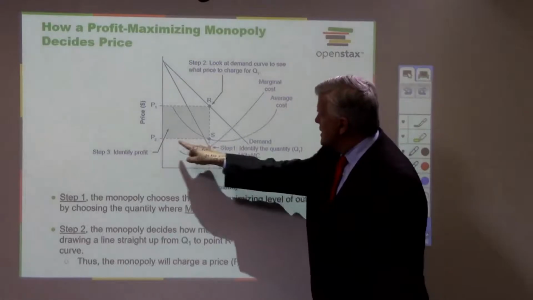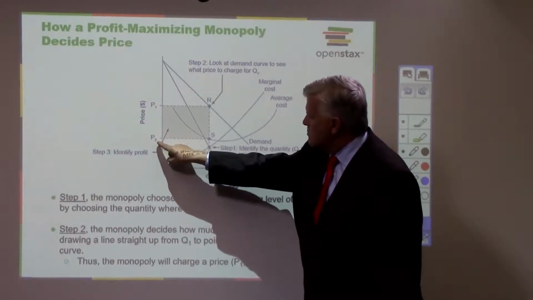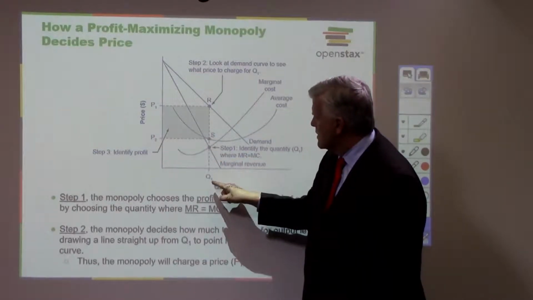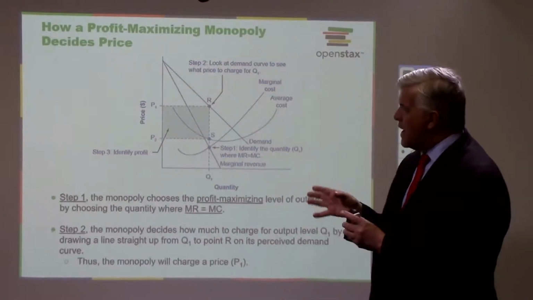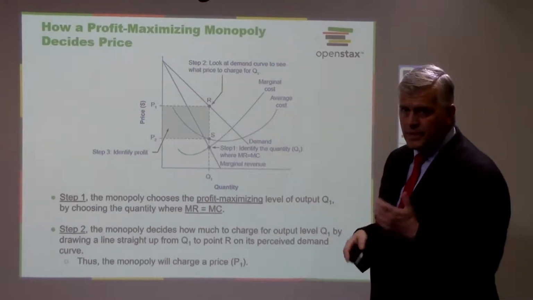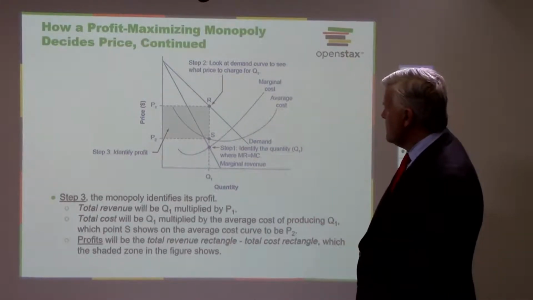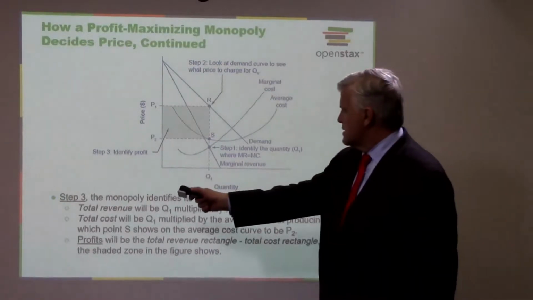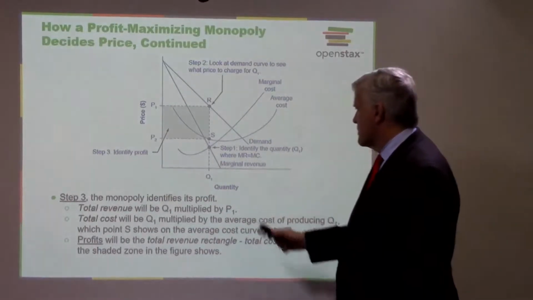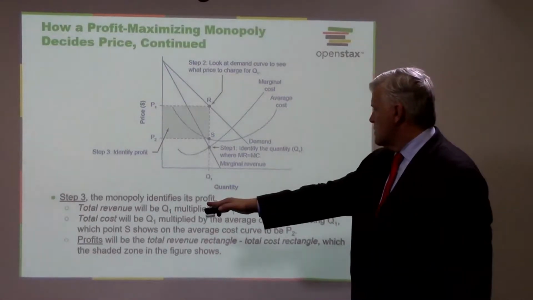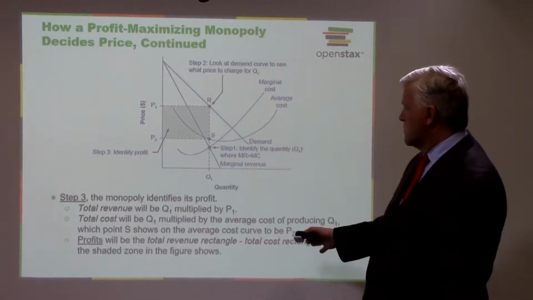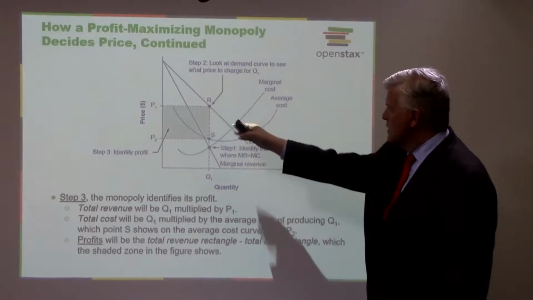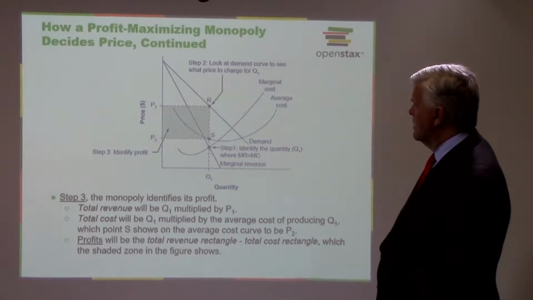Its costs are going to be down here. I'm calling it P2, but that's not actually a price. That's the average total cost of producing this many units. And that shaded region that's gray represents the profit that the monopolist is earning. So step 3, the monopolist identifies its profit, takes the total revenue to be the quantity times the price. The total cost is going to be Q1 multiplied by the average cost, which of course, as I mentioned, is P2, and profits are simply the difference between those two and is represented by that gray rectangle.